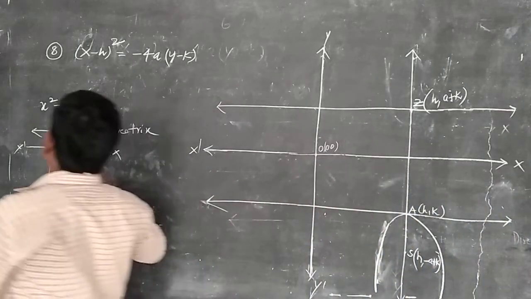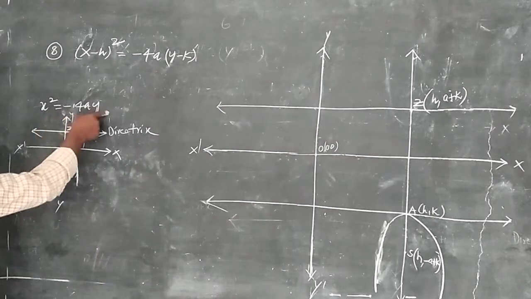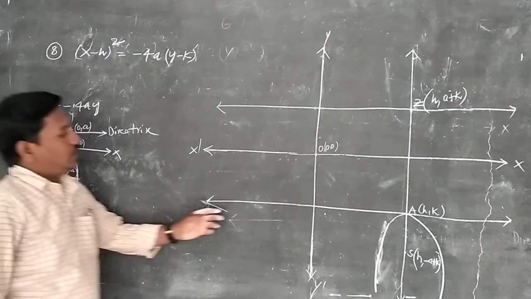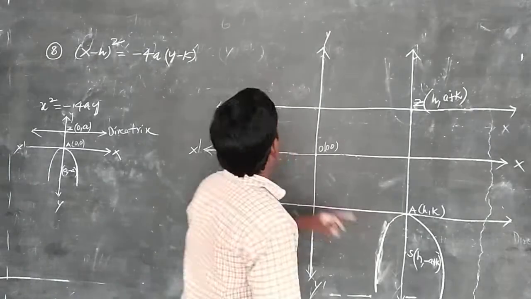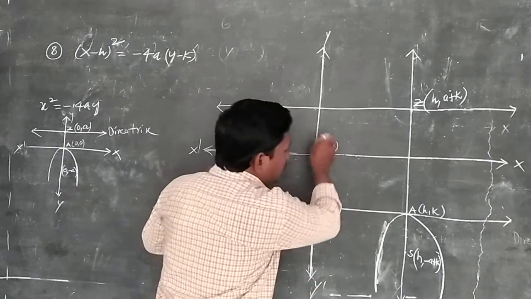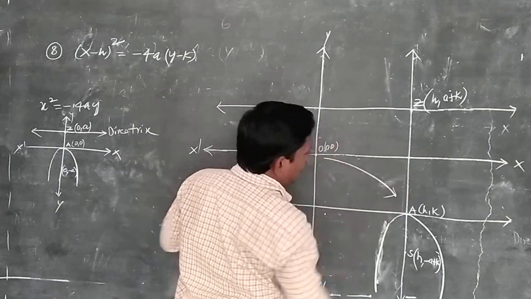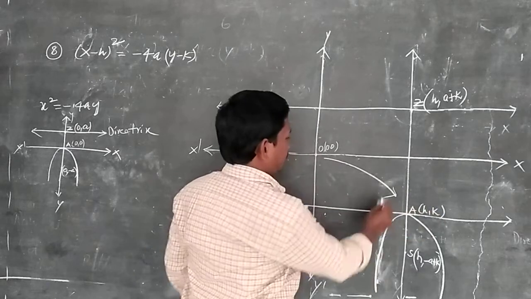Just compare to x square equal to minus 4ay. So we get this shape when the origin is shifted to (h, k).